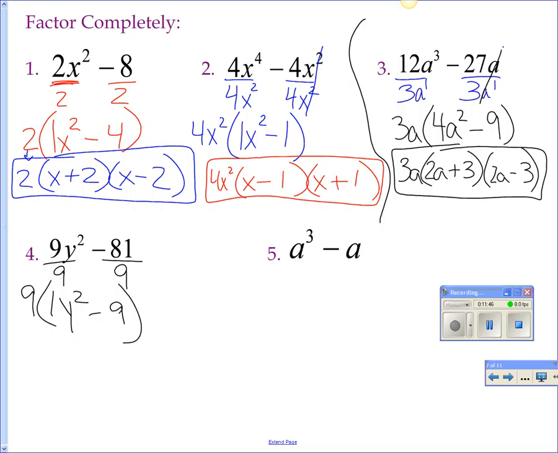Chuck, what do I need to do after that? Look at what's in parentheses. Is that difference of squares or trinomial? So it splits. How does it split, Chuck? And 1y. Good. What goes out front? 9. Good job. Okay. All right, number 5, Andrea, what do I want you to do first?